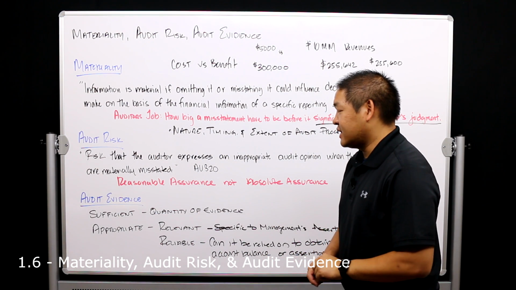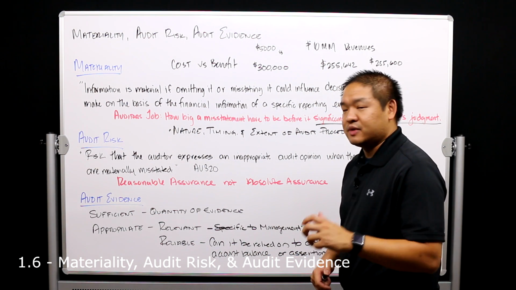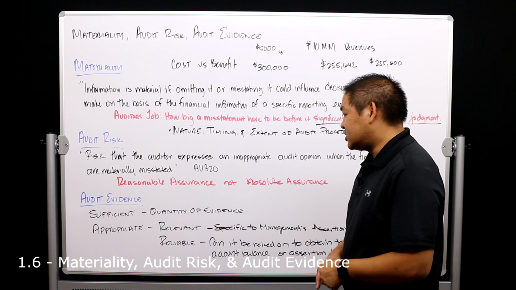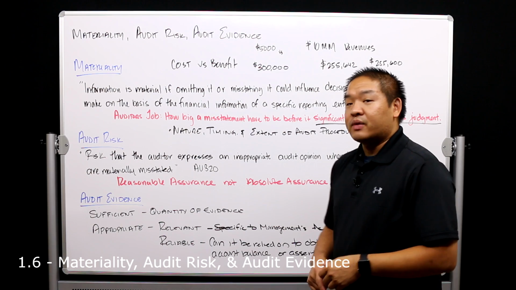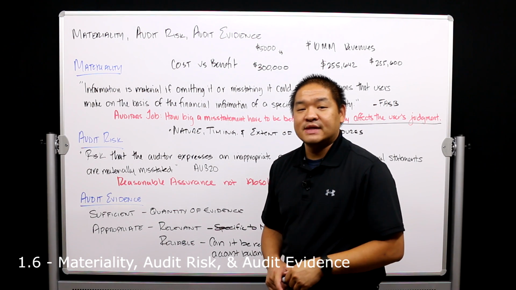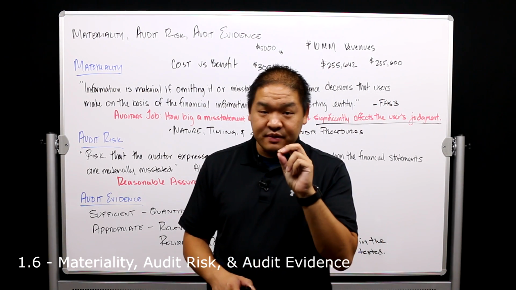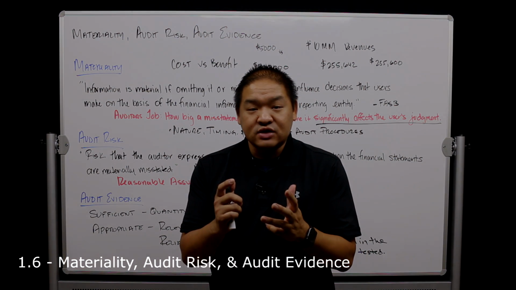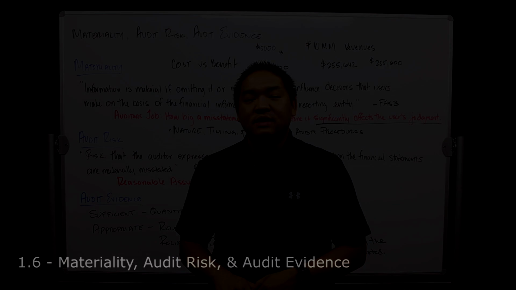And then the last thing we talked about was audit evidence. Audit evidence should be sufficient in quantity and appropriate in nature. Appropriate has to do with relevance and reliability. Is it relevant to what we're trying to test, and is it reliable in nature? So again, this lesson has to do with materiality, audit risk, and audit evidence.